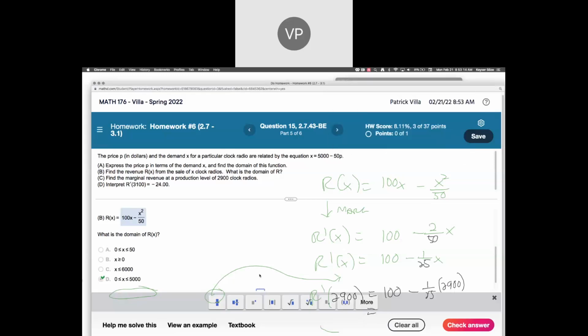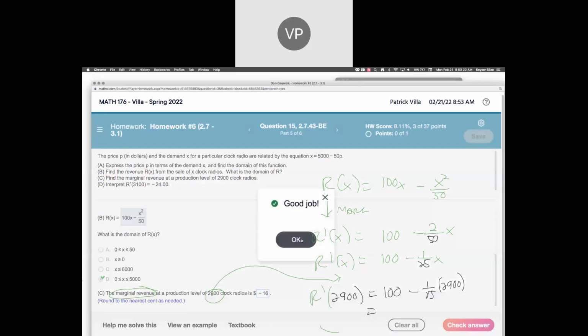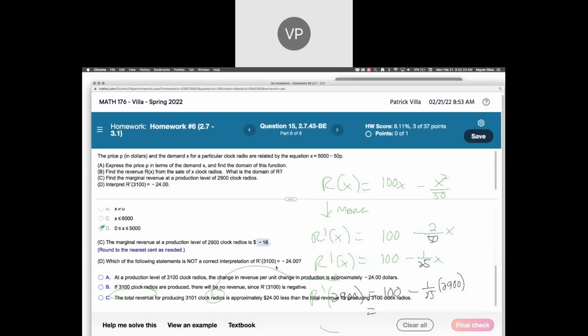So does this seem right? Can you get a negative 16 marginal revenue? We'll find out. And it is. What that's saying is at the 2900 level, your marginal revenue, but your revenue in general, is starting to drop. It doesn't mean you're losing money yet. It just means the amount of money you're taking in is starting to go down.